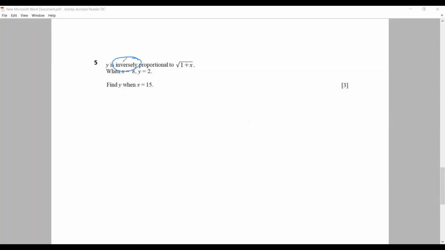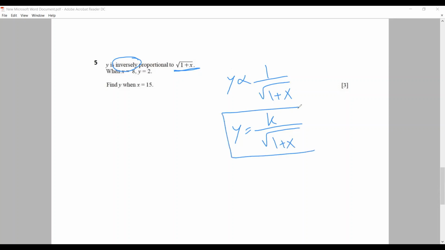Okay, continue with question number 5. This is inversely. So the relation between x and y is inverse, not direct, proportional to the square root of x plus 1. So that is, okay, you don't have to necessarily write this first step. If you want to do it mentally and you want to skip to the formula part, meaning this one, it is all right. Okay, so you can begin with this part. It shouldn't be a problem.